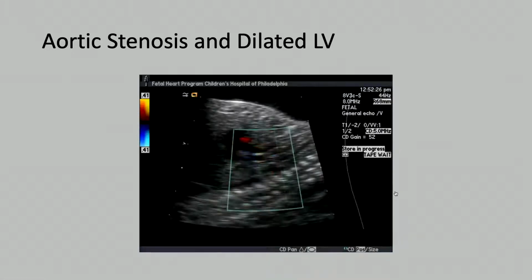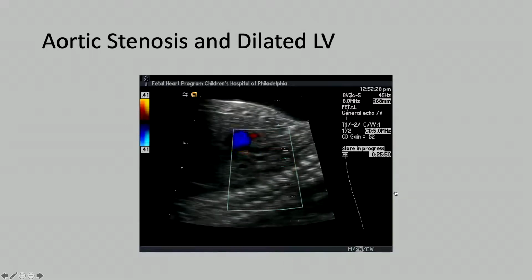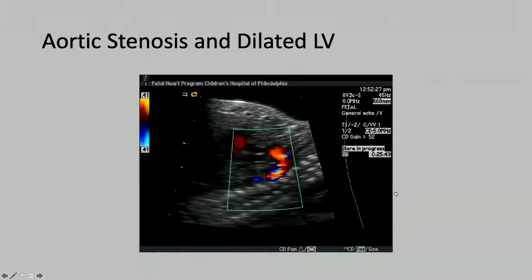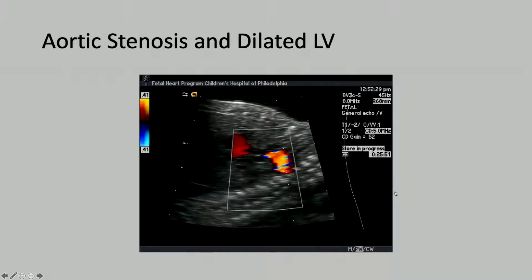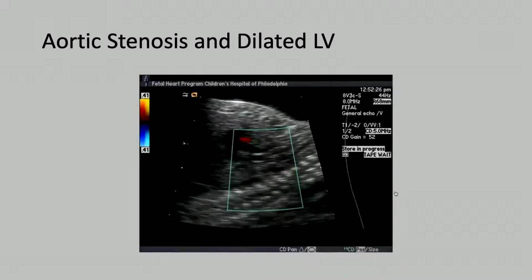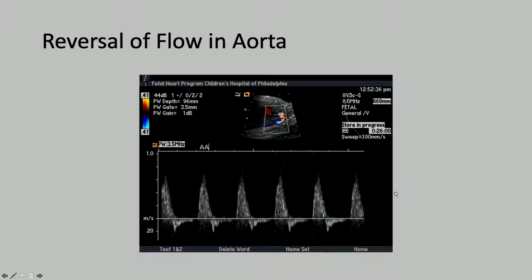It's not hypoplastic. Take a look at the arch, and what we see is red flow in the arch, retrograde, a reasonably sized arch. The Doppler confirms that there's retrograde flow in the aortic arch. So left to right shunting, dilated dysfunctional left ventricle, left to right shunting at the atrial level, dilated left ventricle, retrograde flow in the aortic arch.